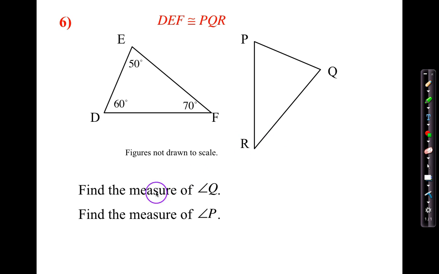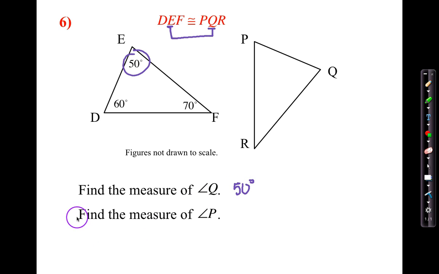Okay, so let's see how well we did. Here it says, find the measure of angle Q. Hopefully you can recognize, since it's not as easy to see here, angle Q is going to correspond to angle E, which means I know the angle of E is 50 degrees. So the measurement of angle Q must also be 50 degrees.